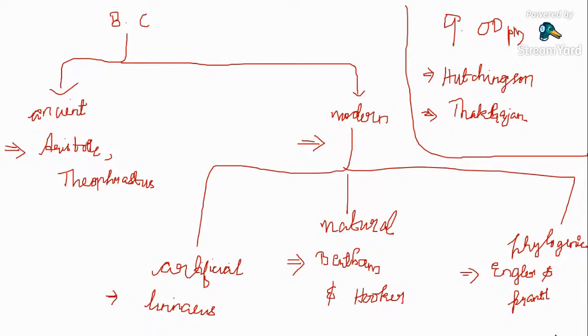So the ancient system of classification is proposed by two scientists, Aristotle and Theophrastus. The modern system is further divided into three: artificial, natural, and phylogenetic. The artificial system is done by Linnaeus, the natural system by Bentham and Hooker, and the phylogenetic system by Engler and Prantl, Hutchinson and Takhtajan.